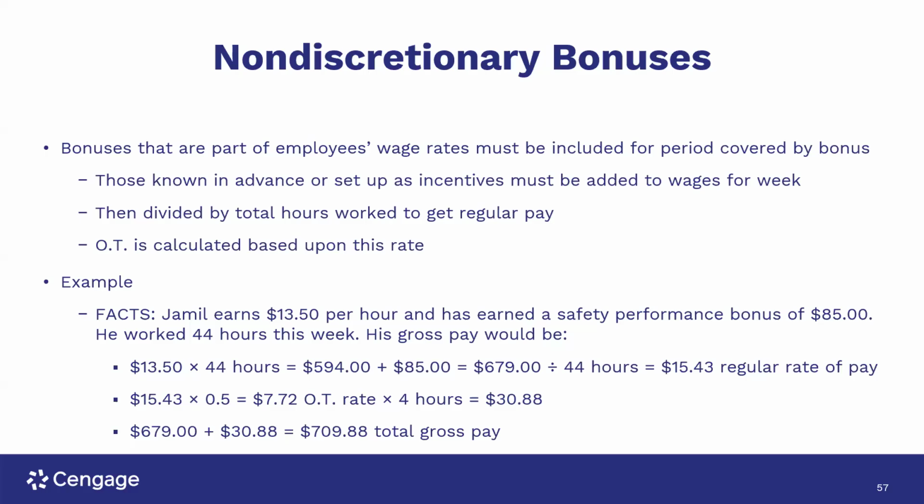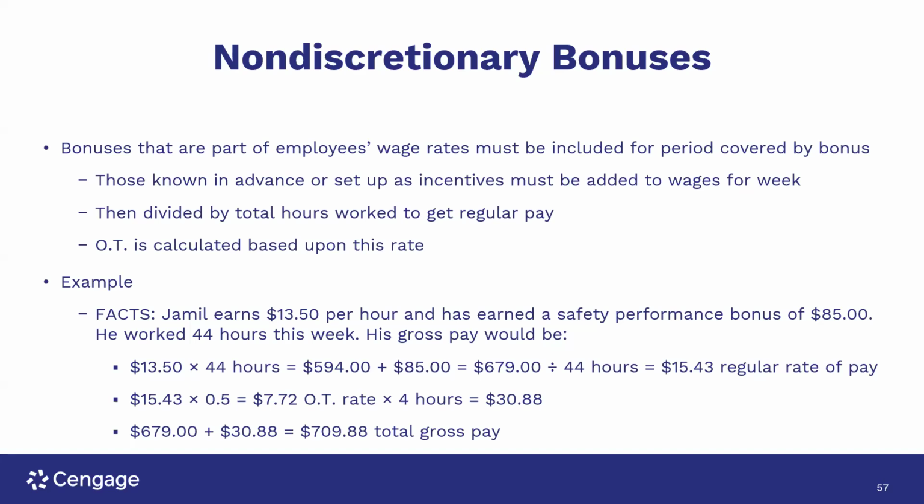There can also be non-discretionary bonuses, and they're bonuses that are part of employees' wage rates and must be included in the period covered by the bonus. Like this is a non-discretionary bonus. So this is like bonuses that are promised to employees. For example, if an employee works 40 hours a week, then they get a bonus on top of that. There are clear steps to earn the bonus.